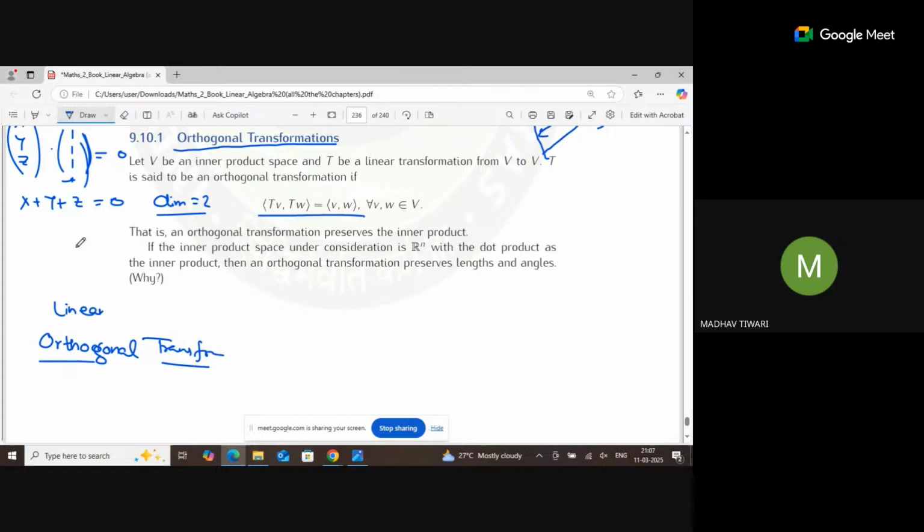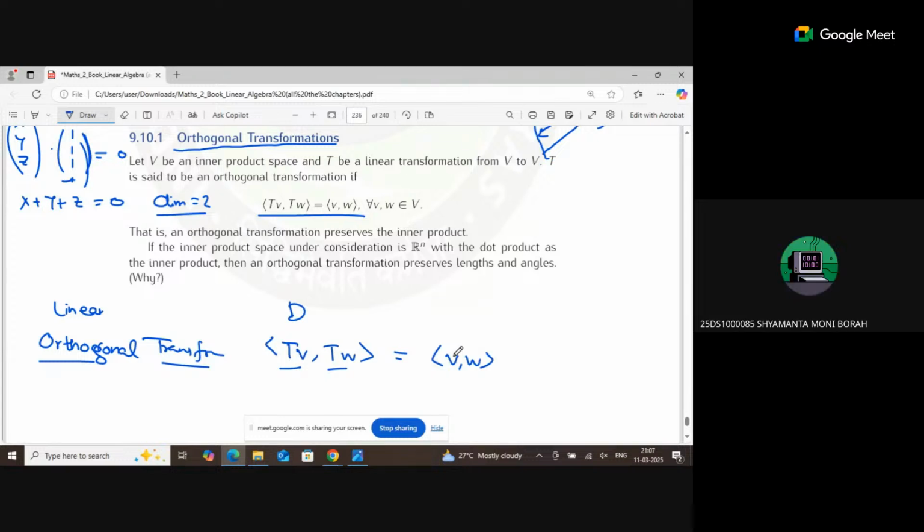If you have 2 vectors in your domain space and you take their transformations TV and TW, and then do the inner product of them, it should be equal to the inner product of those vectors. These are the images of that vector, and if you do the dot product or inner product after that, it should be equal to the inner product previously.